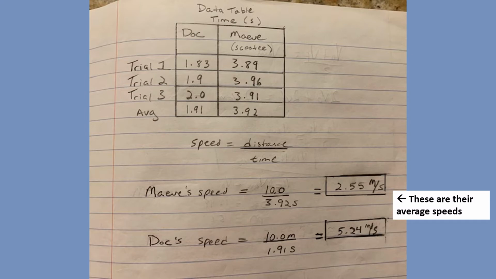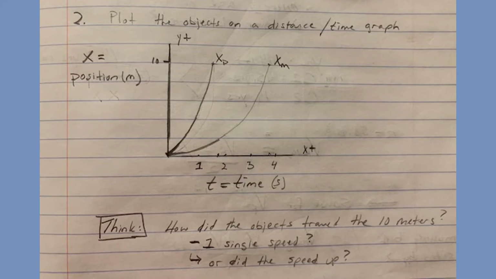Again, I took averages for both my daughter and my dog, and I used the formula of speed is equal to distance over time. And I came up with Maeve's speed over 10 meters at 2.55 meters per second, and Doc, my dog's speed, at 5.24 meters per second. So we're going to be making motion line graphs to help visualize our data.